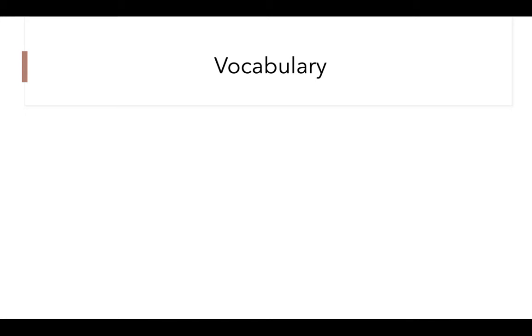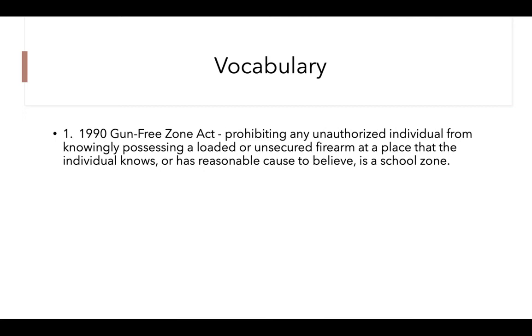Vocabulary to understand. There are two basic concepts of vocabulary, and I'm going to spend a little extra time on vocabulary in this one, more than in any other court case that we've discussed before or will be discussing. First and foremost is the 1990 Gun-Free School Zone Act, which prohibits any unauthorized individuals from knowingly possessing a loaded or unsecured firearm in a place that the individual knows, or has reasonable belief, is within a school zone.